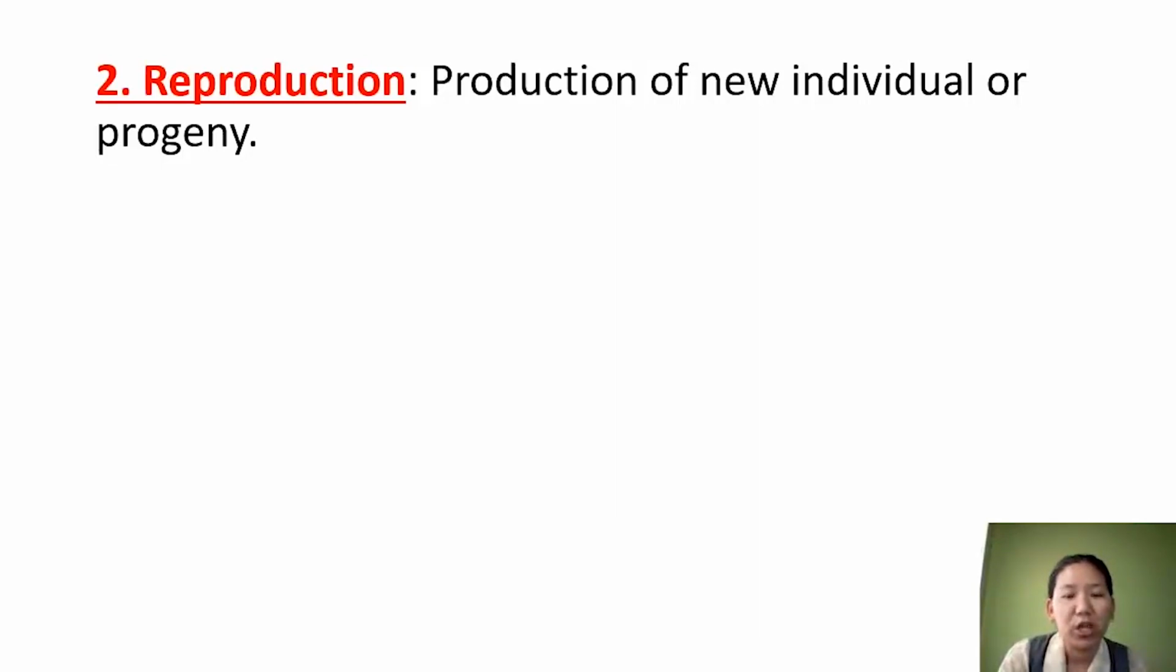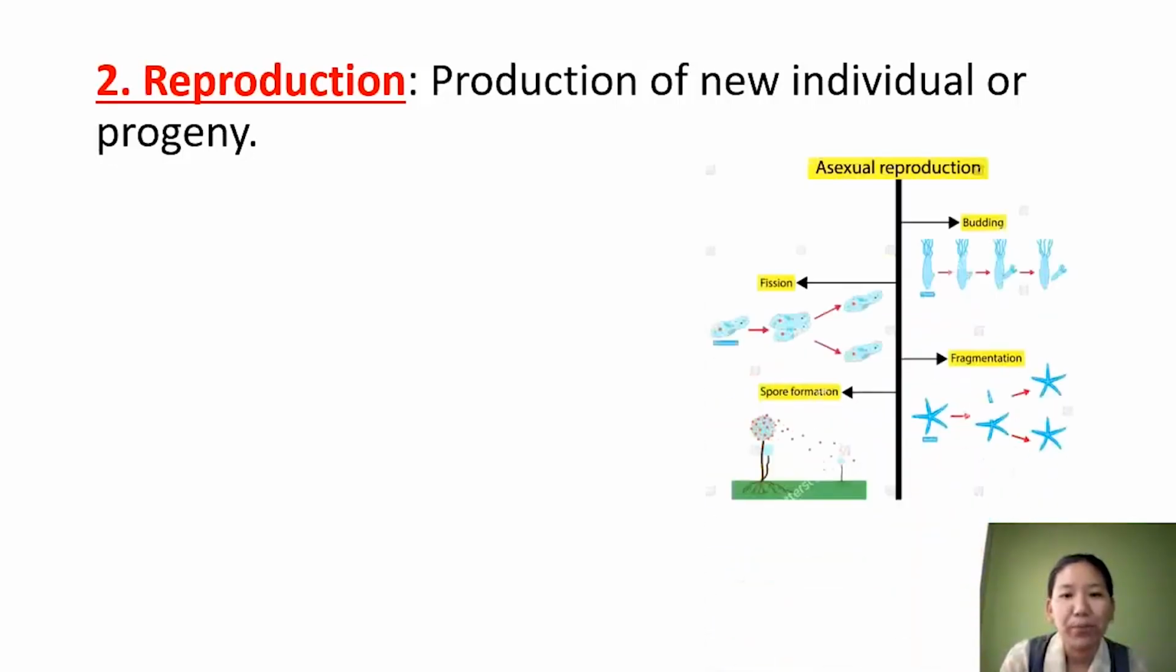Asexual reproduction involves only one parent, and there are different modes of asexual reproduction. Let us look at some of them. Asexual reproduction takes place by budding. The example given here is that of Hydra, an aquatic organism. Here there is an outgrowth, and this outgrowth grows in size, and later on it detaches from the parent body and grows as an individual organism, thereby increasing the number. So here the mode of reproduction is budding.